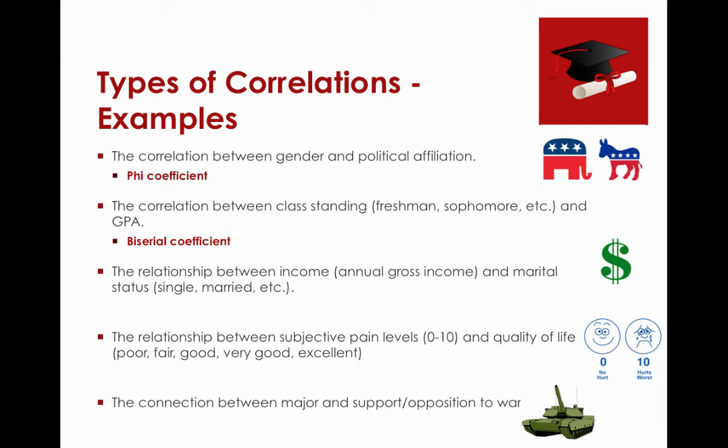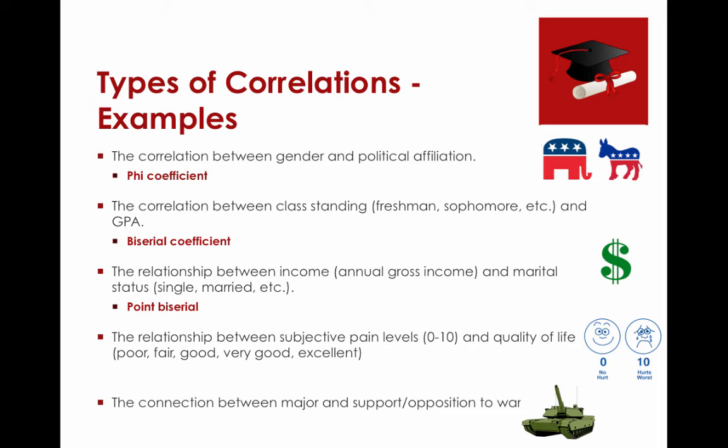coefficient. What about the relationship between income, which is defined as annual gross income, and marital status: single, married, divorced, widowed, etc.? Well, we know that income, annual gross income, is going to be an actual dollar number. The number itself. The marital status, single, married, widowed, divorced, there's no hierarchy. These are just really categories. So this is going to be a nominal variable. So income, interval ratio, marital status, nominal: point biserial coefficient.